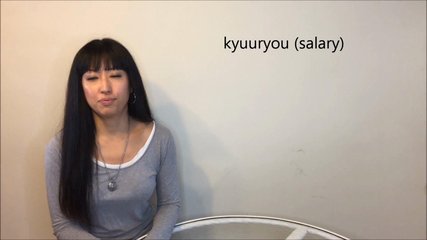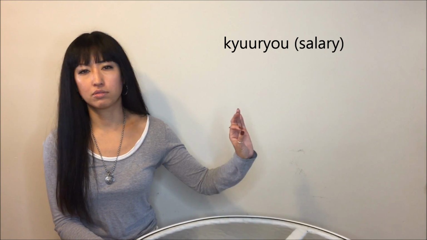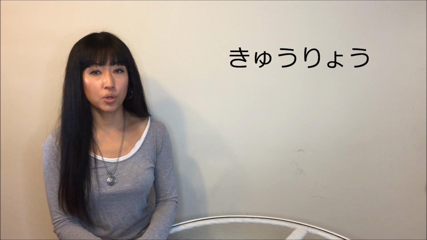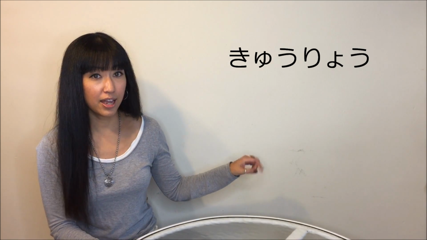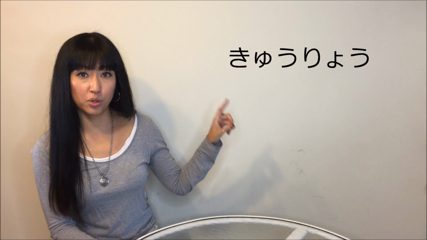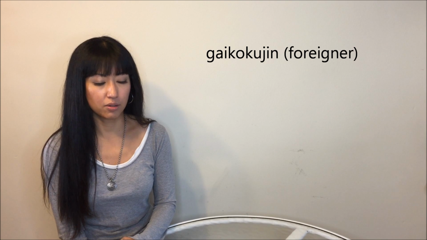Salary. Kyuryo. Yes. Well, since we are writing in hiragana, let's not use the long line to elongate the vowel. So it's kyuryo. Did you get the small u and small yo? And always use the vowel u at both ends. And the last one, this word that you might have heard before. Let's do gaikokujin. Gaikokujin means a foreigner.